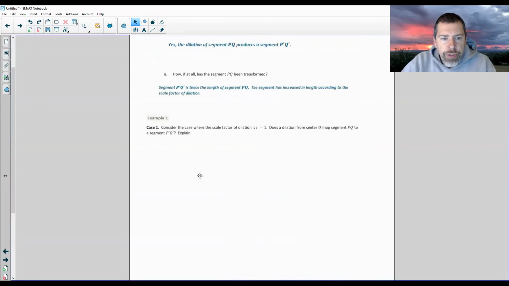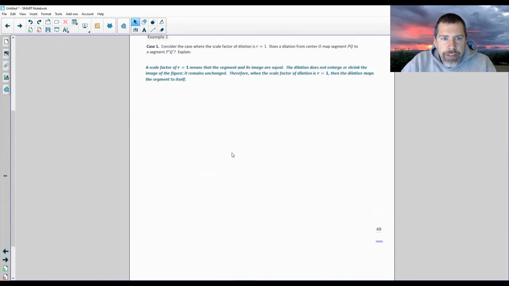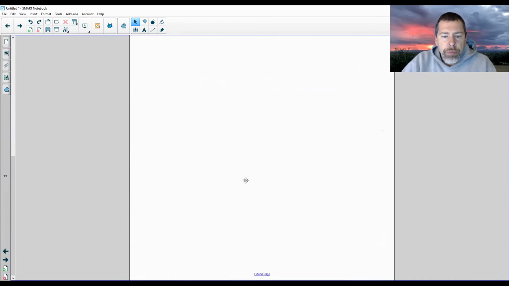So how are we going to word that? It says a scale factor of R equals 1 means that the segment and its image are equal. The dilation does not enlarge or shrink the image of the figure. It remains unchanged. Therefore, when the scale factor of dilation is R equals 1, the dilation maps the segment to itself. Okay?